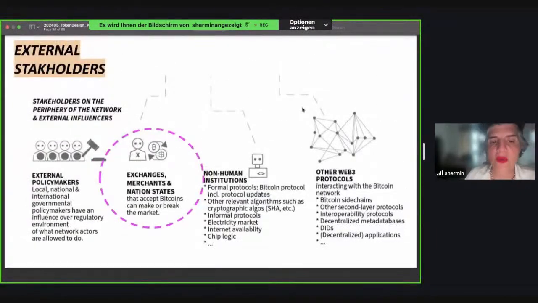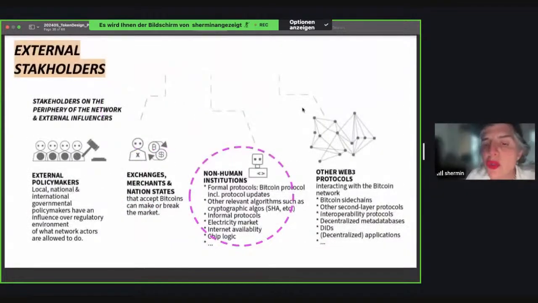At the fringes, you also have the exchanges and the merchants, who make or break the system. They are the market makers: exchanges that accept Bitcoin and trade Bitcoin, merchants that accept Bitcoin, and nation states that maybe prohibit Bitcoin, or like in the case of maybe Panama, even make it their national currency. So how a nation state accepts or rejects Bitcoin as a currency, but also the operation of the payment network, influences the network dynamics.